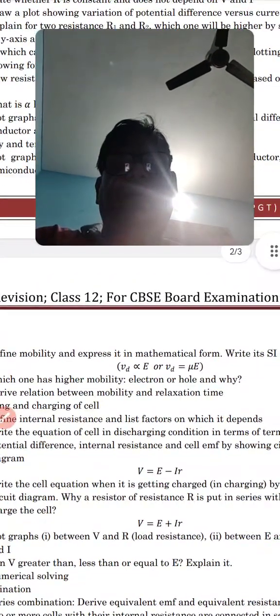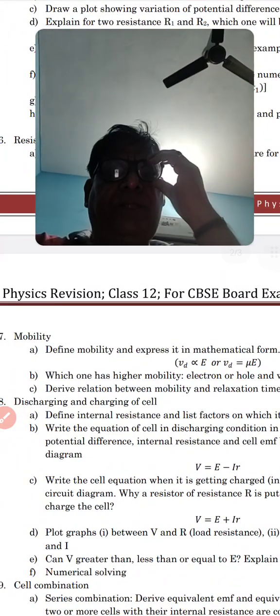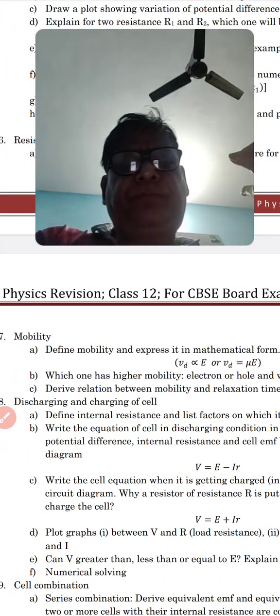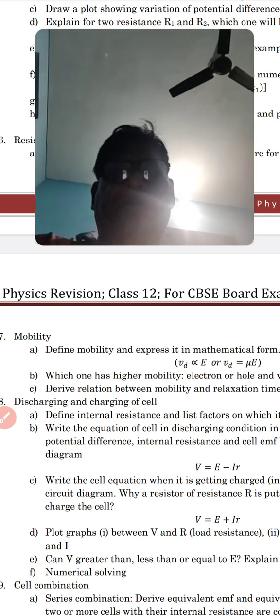Which one has higher mobility, electron or hole? Electron, because mobility of electron is greater than hole.